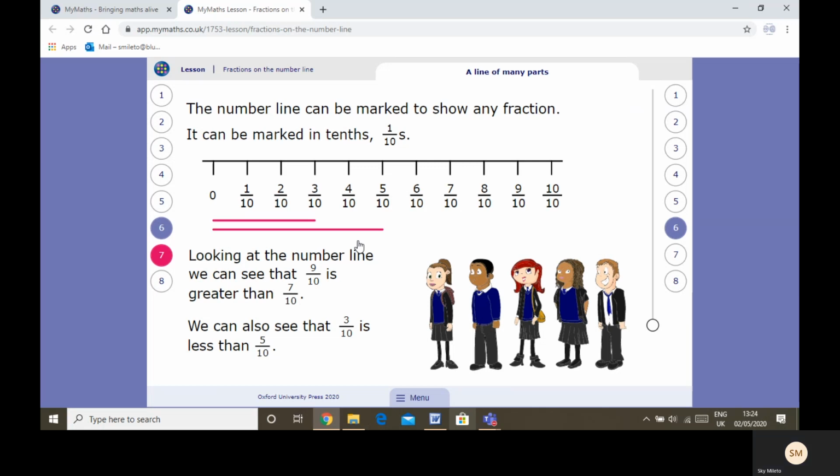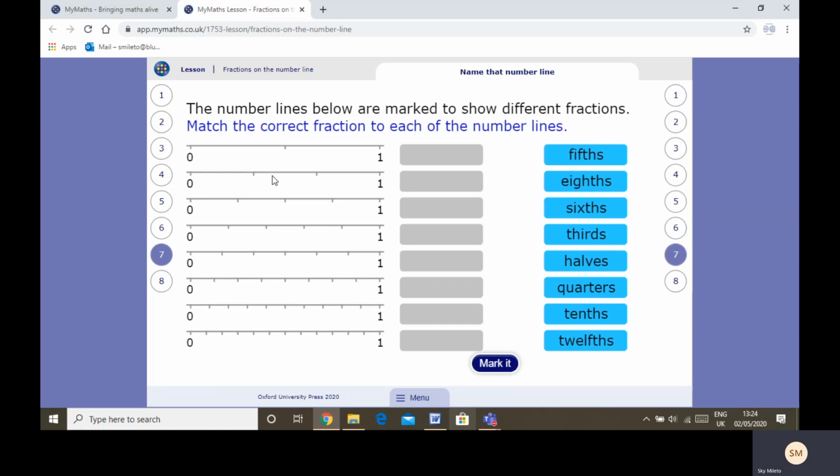Okay, so the number line below marks each to show a different fraction. You can see the little lines to show how much the number line has been split up into. What I want you to do is pause the video and match the correct fractions and then see if you got the same as me, or do it afterwards, please. So this one we can see is split into 1, 2, and we know that it's not called twos, it's called halves. We can see this one is split into 1, 2, 3.